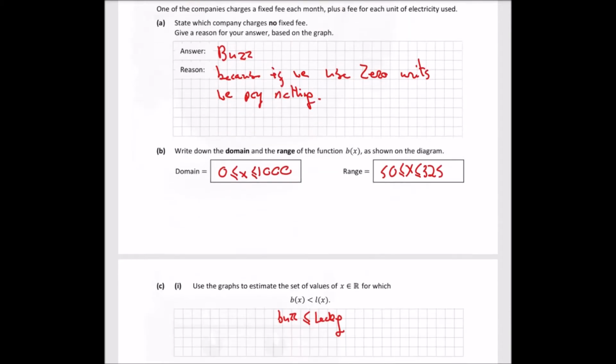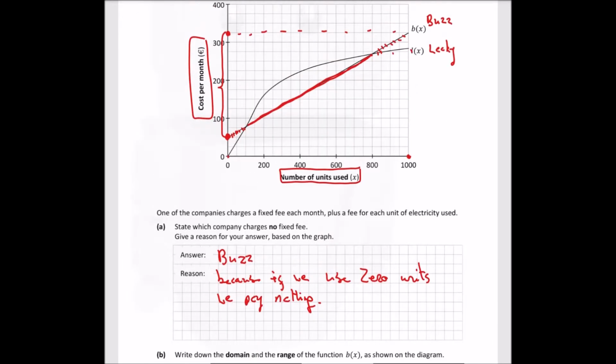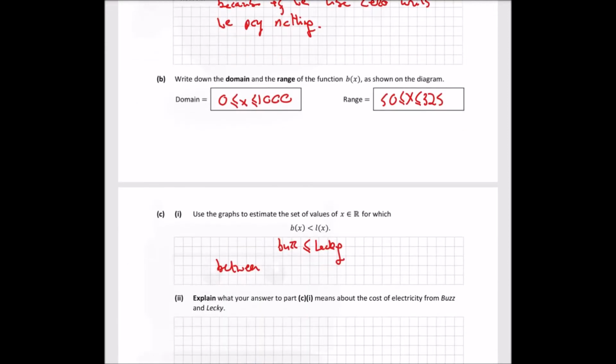So we can say, what is it? We'd always read from the x-axis, so it's between 100 and 800. So between 100 and 800. Okay, the way I would write that mathematically is like that. Okay, when x is greater than 100 but less than 800.